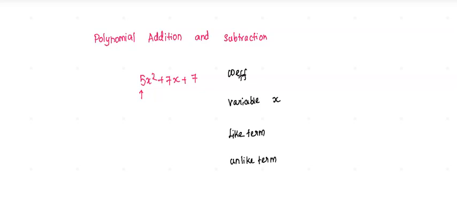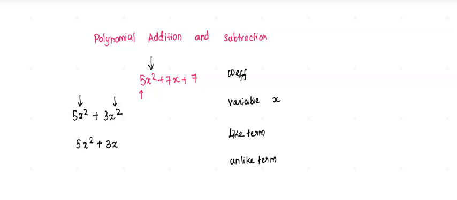Like terms means terms which have the same variable. If you check the exponent of the variable, it should be the same. For example, 5x square plus 3x square. If you notice these two terms, these are like terms because they have the same variable x with the same exponent. Another example, 5x square plus 3x.